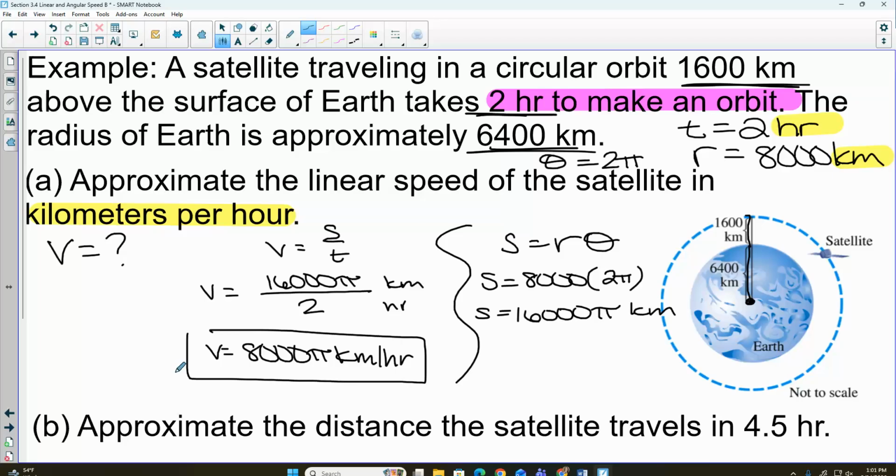So it's not always just one formula, not always just one way to get there. Could I have also found omega first? Yep, by doing theta over t, and then I could have done v equals r omega. So please show me what formula you're using. It makes it a lot easier for me to follow as I'm looking at these.